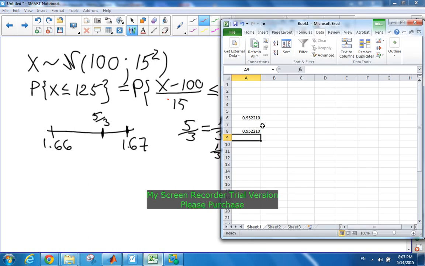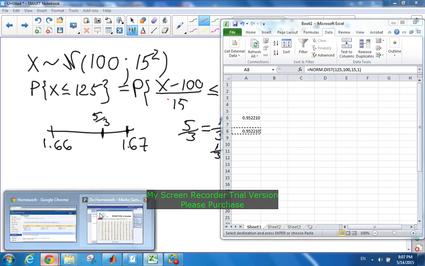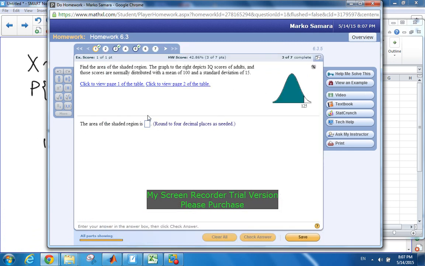Okay, so in our case the answer is this, Ctrl+C, and I just put it here, Ctrl+V. Since I need to round to the nearest fourth decimal place, it looks like I could be fine if I just chop after 2. Okay, and that's the correct answer.